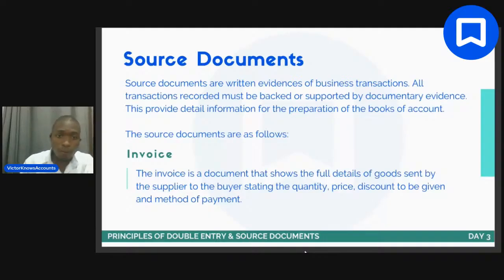So the invoice is just that document that shows the full details of goods sent by the supplier to the buyer, stating quantity, price, discount to be given, and method of payment.